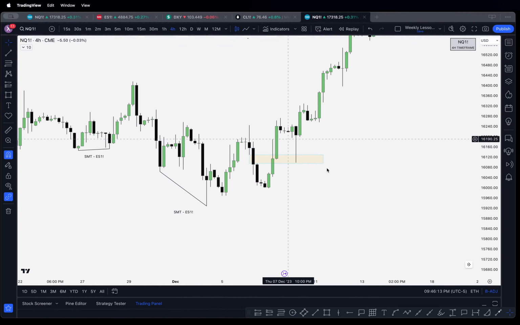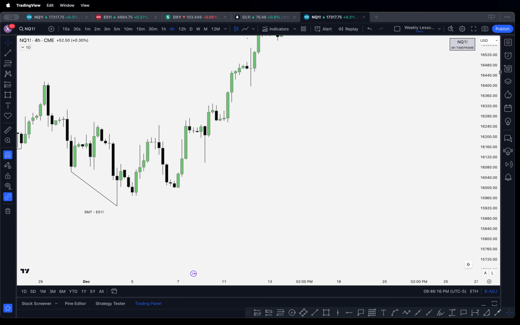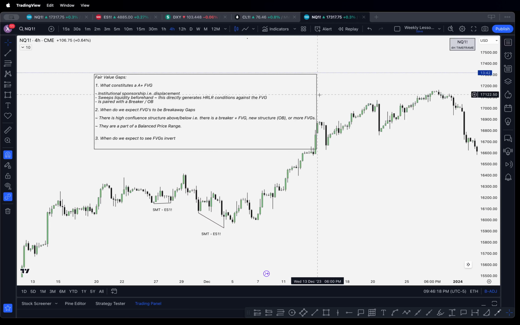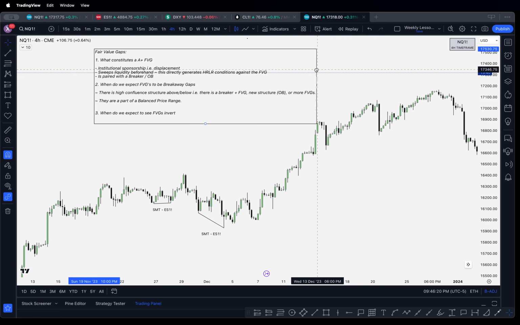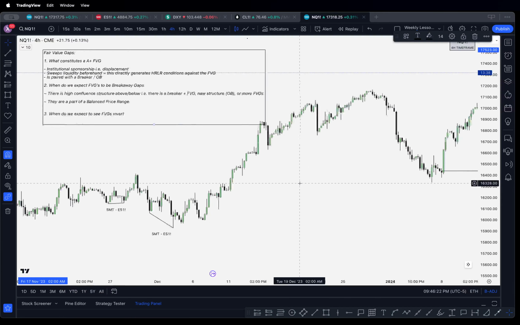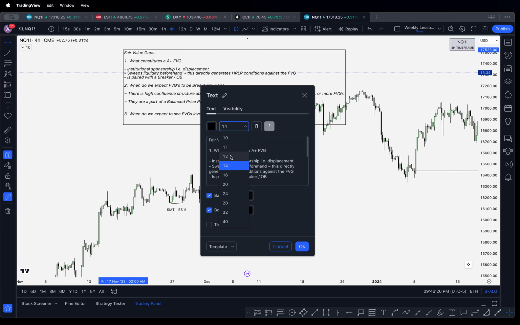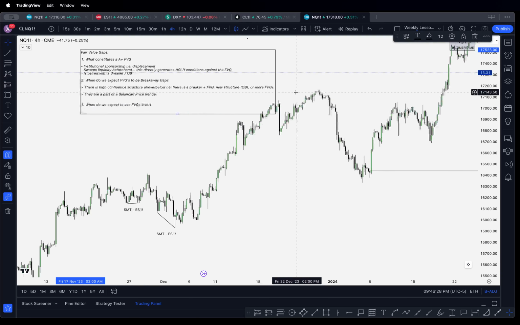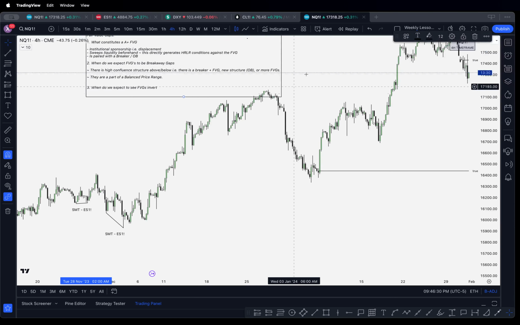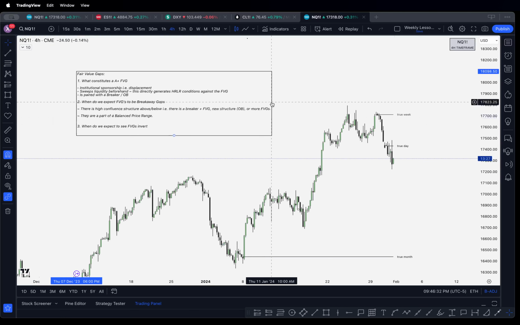I deleted it off my chart because I was using the 5 minute gap instead, but inversion gaps can sometimes be used in lieu of a market structure shift, or just new fair value gaps. That's an early indication of displacement, which is going to be that institutional sponsorship. So when we're seeing displacement, we can say we're likely to get a market structure shift. So that's two reasons we might see breakaway gaps.